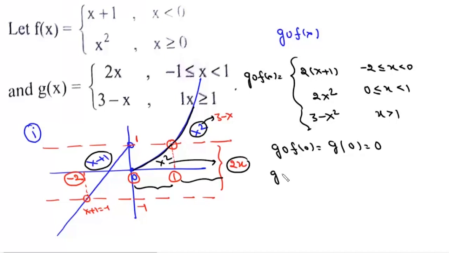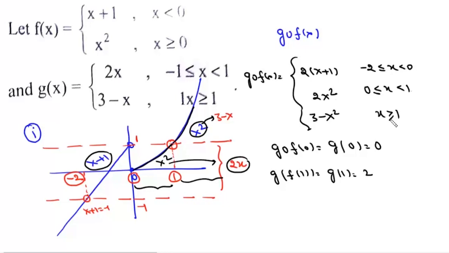In the same way, we'll find g of f(1). Now f(1) will be 1, so it will be g(1), and g(1) is 3 minus x, which is 2. Now if we put 1 here, it is 2. If we put 1 here, it is 2. Since it is continuous at 1, we can put this equality sign anywhere. So that is the definition of g of f(x).